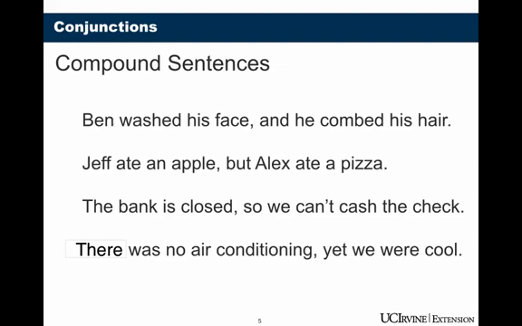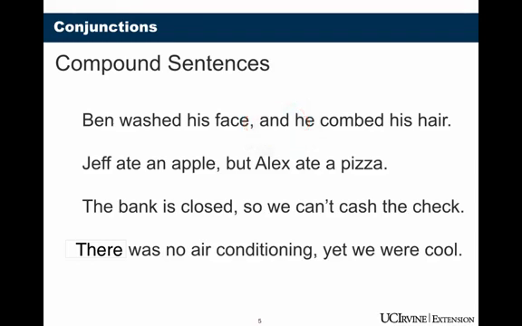Now let's look at compound sentences. Here we're using conjunctions to join 2 sentences instead of 2 words. In the first sentence, Ben washed his face, and he combed his hair. Our first sentence, or independent clause, is Ben washed his face. The other independent clause is he combed his hair. Both of those are simple sentences and they could stand alone by themselves. But we're joining them to make a compound sentence, and we use the conjunction and. When we join 2 independent clauses with and, we must put a comma in front of and.